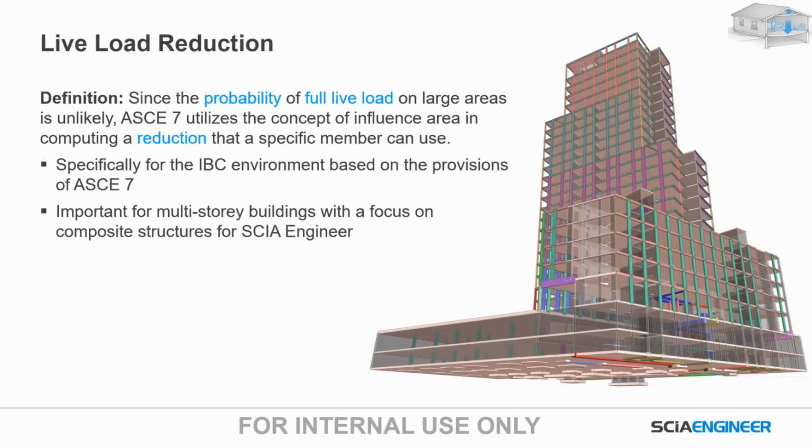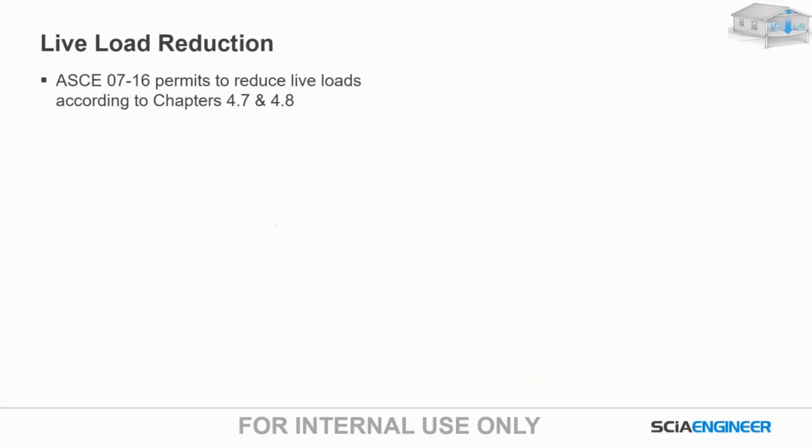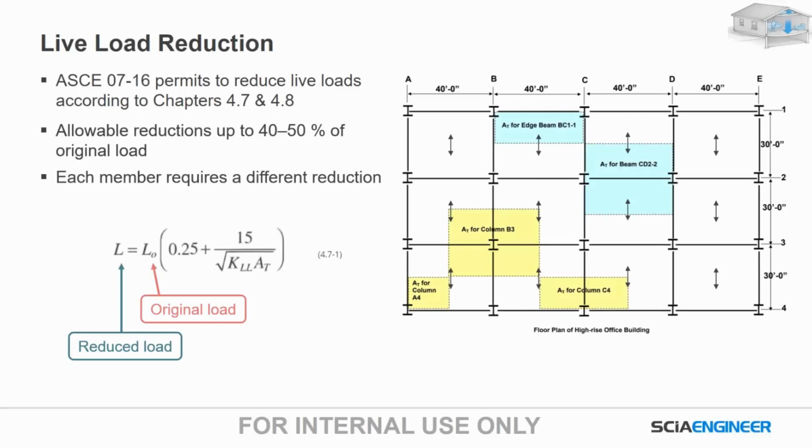The idea here is that even if you have an office building and it has 40 pounds per square foot as the live load you have to design for, the likelihood that you actually have 40 pounds per square foot on every single beam or column in that building is incredibly unlikely. So how do we take that into account so we don't over-design and cause material costs and construction costs to go through the roof? It permits this reduced live load. It gives us allowable reductions up to 40 to 50% of the original load, and it's based on this equation.